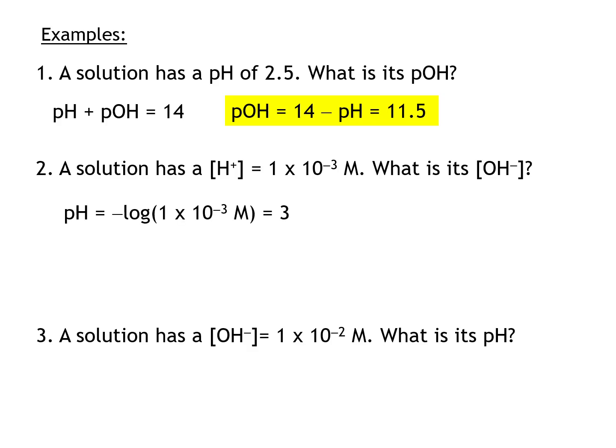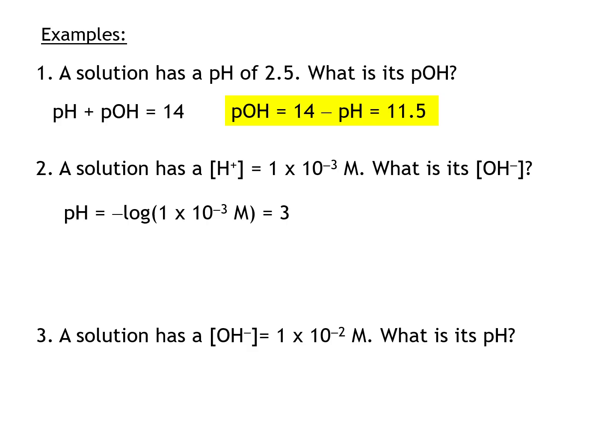So the next one says a solution has an H plus concentration of 1 times 10 to the minus 3. What is its OH concentration? There's actually two different ways to calculate this, but I'm using this technique because it's a little bit more straightforward and it doesn't involve using an excessive number of numbers in scientific notation. So the first step, you find the pH.